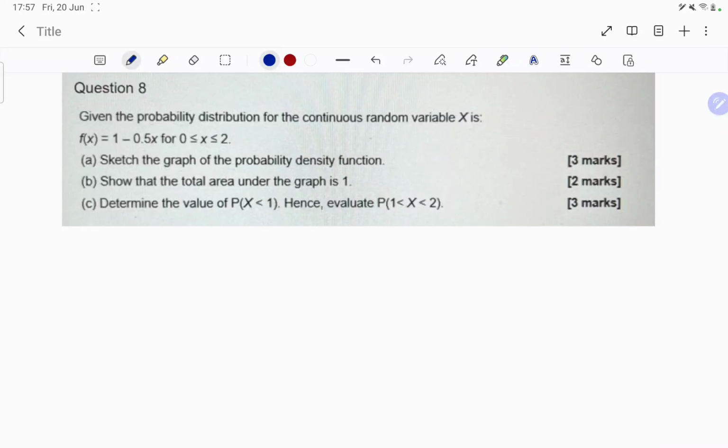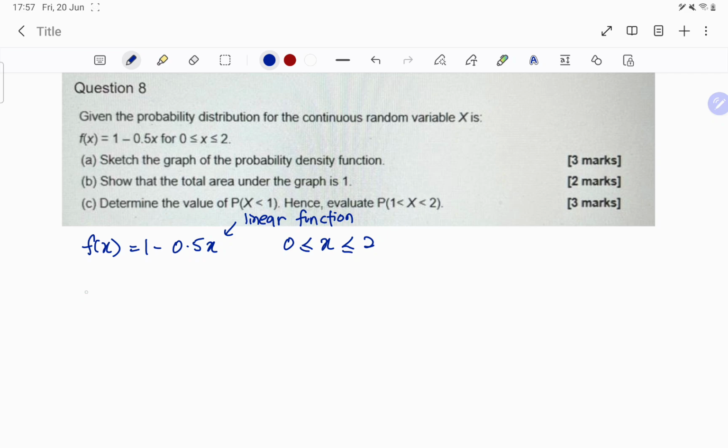Question: given the probability distribution of a continuous random variable f(x) = 1 - 0.5x, where the range of x is 0 until 2. For the first part, they want us to sketch the graph. Since this is already a linear function, it must be a straight line, no?